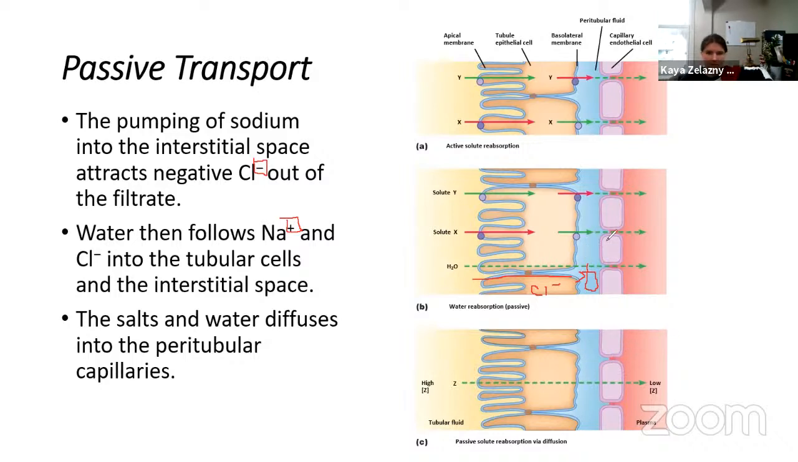So now we have both sodium and chloride hanging out there. Lots of sodium here, lots of chloride here because they followed it. So then water is like, oh no, we've got to water down those ions. It passively, by osmosis, travels straight through trying to water those guys down. Then once all these ions and water are here in the paratubular space, they continue and diffuse into the paratubular capillaries.